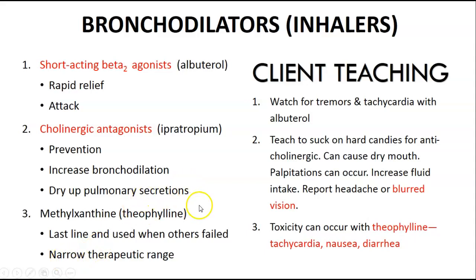I know we talked about theophylline several times. Just make sure that patients understand the toxicity signs and symptoms and to report them, which are tachycardia, nausea, and diarrhea. So make sure you educate those patients.